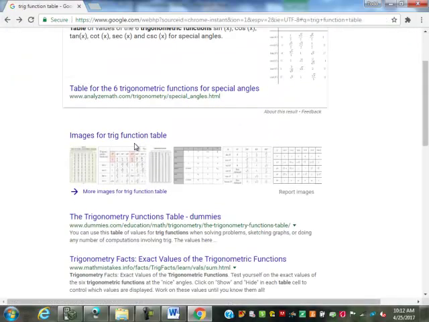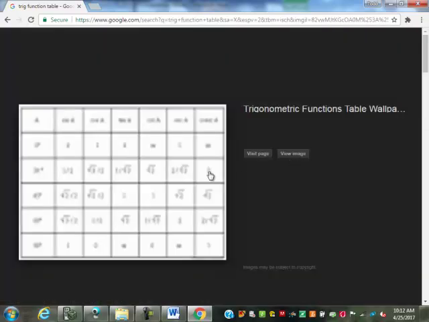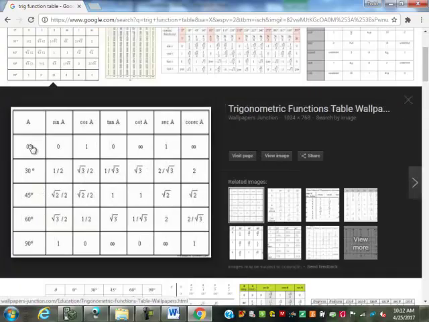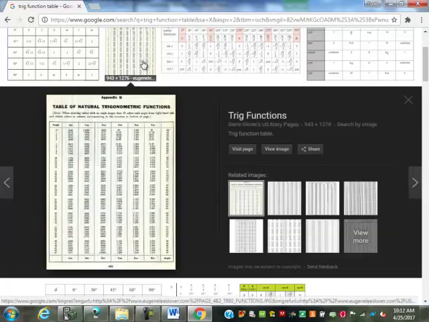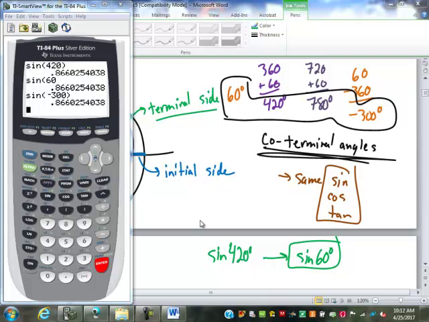I wonder if there's any other. These, I think, are done. Oh, that one's just the standard ones: the 0, 30, 45, 60, and 90. Okay, enough of that. So you get the picture.